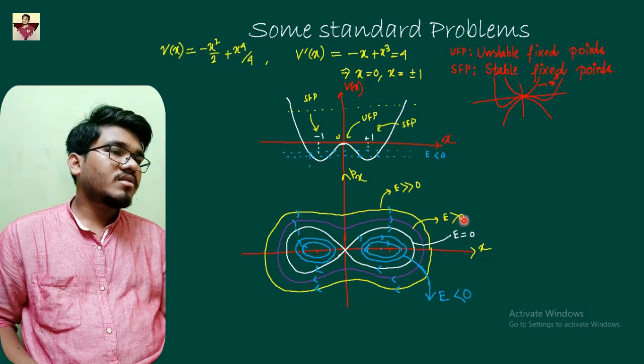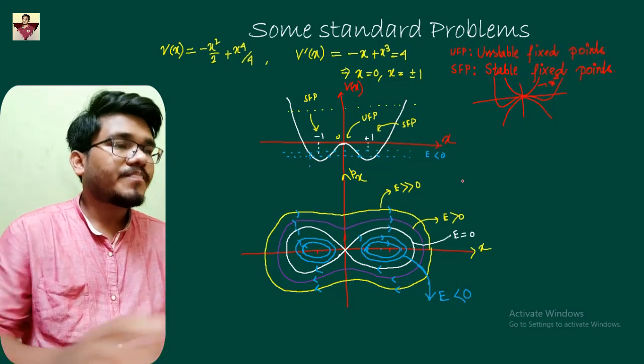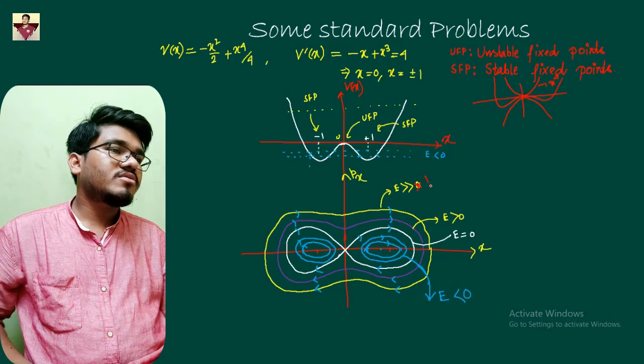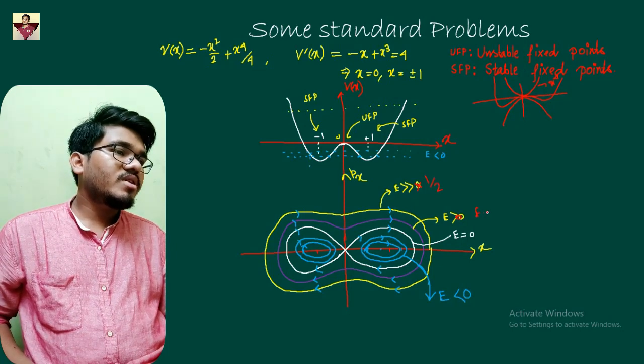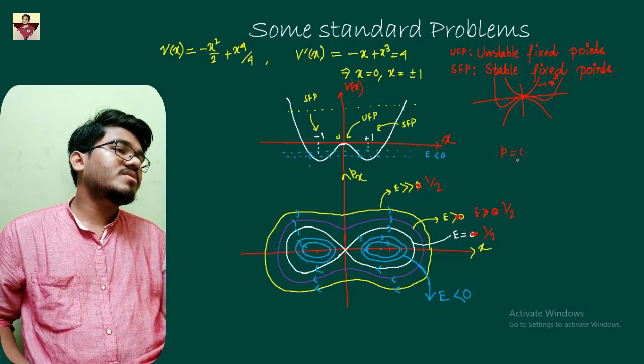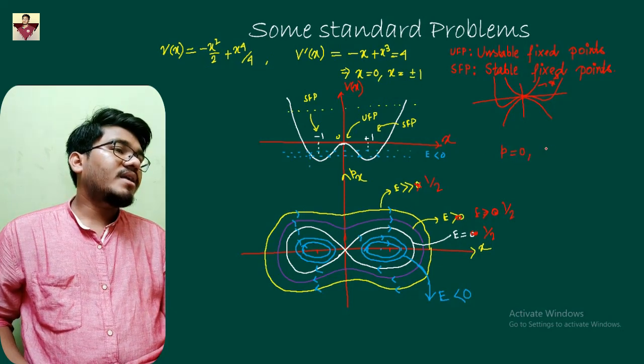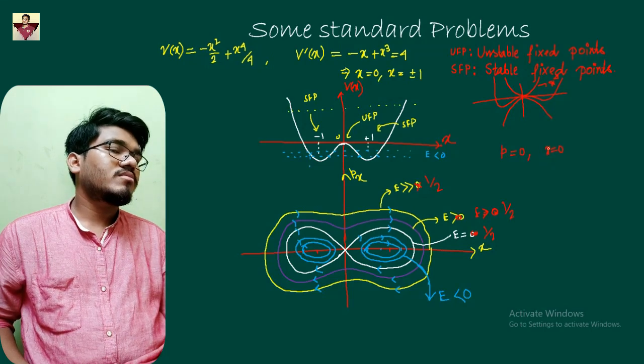So I have put it. This should be half instead of 0. So let me write it down. So this is not 0. This will be greater than half, and this will be E equal to 0, and this will be E greater than half, and this is E equal to half. How am I getting this point? These values. So for this separatrix, momentum is 0 here, at this fixed point, and you put x equal to 0.